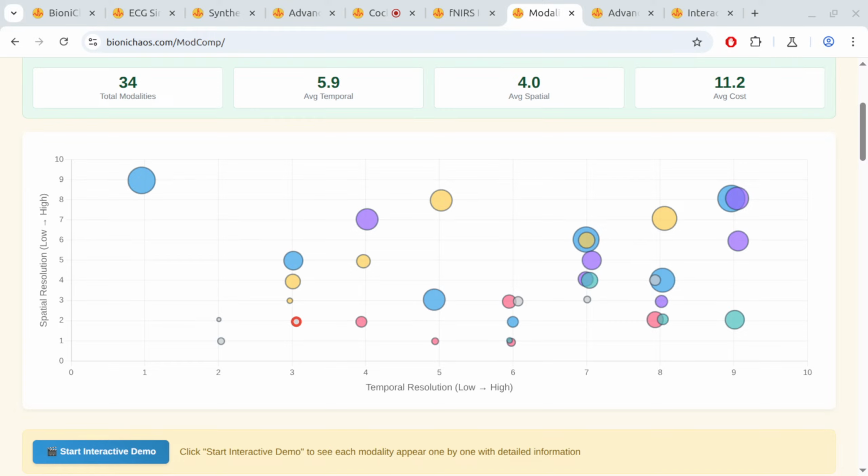All right, the demo has completed presenting all the modalities. It showed a variety of sensing techniques, each with their own temporal and spatial resolutions and cost ratings, along with their typical applications. The upper panel provided summary statistics like the total number of modalities and the average ratings. This tool seems helpful for comparing and selecting different sensing methods.